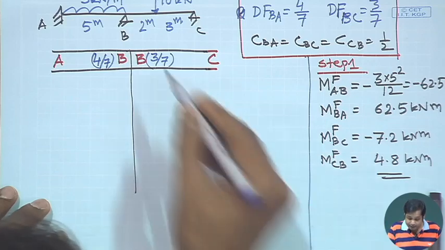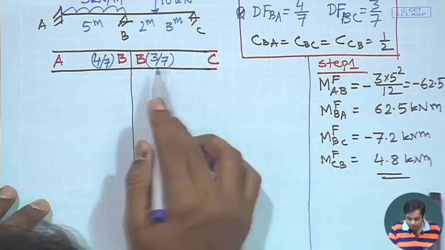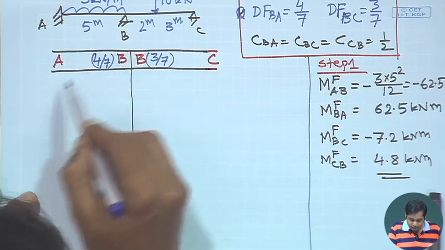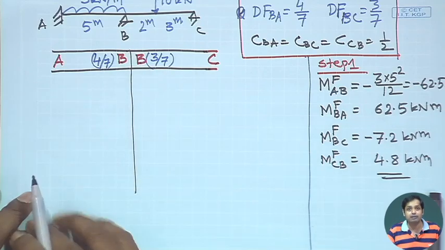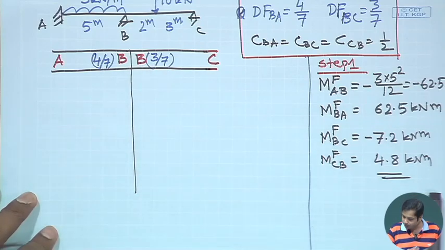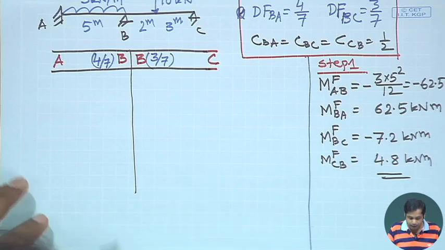Now the carryover factor for all these cases is half, from this to this and this to this. Now, first we write the fixed end moment.